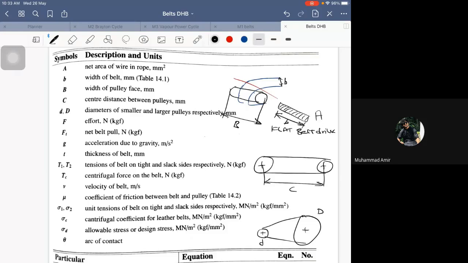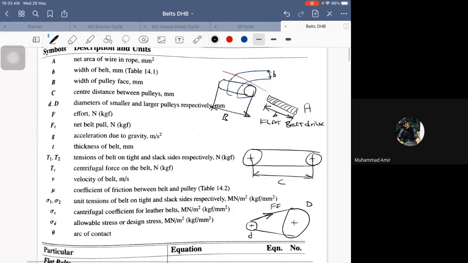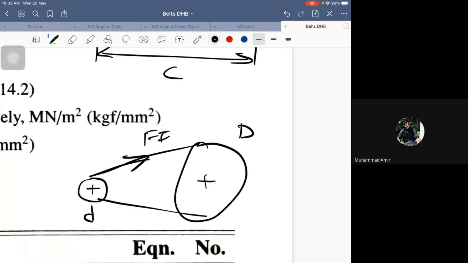Then acceleration due to gravity, and net belt pull. Whatever pull you are able to experience, the tension in the belt, is given as Ft, along with the tensions in the tight side and slack side respectively. Let me explain this. Now if I zoom in like this, this is a belt. All of you, please try to visualize what I say. This is very important to understand the tensions of the belt. So this is the belt which I have drawn.